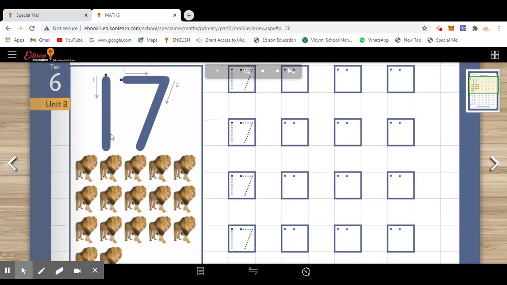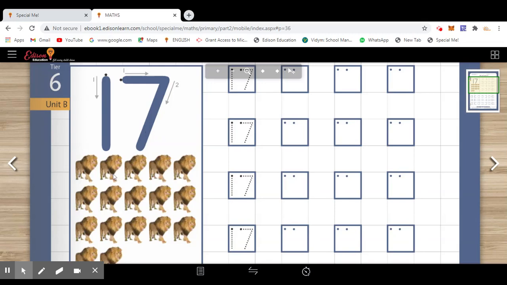Okay, now look here, students. Which number is this? This is number 17. 1, 7, 17. And to draw number 17, first of all, you have to draw number 1, and with the help of another dot, you have to draw number 7. Okay, students. So which number is this? This is number 17. 1, 7, 17.